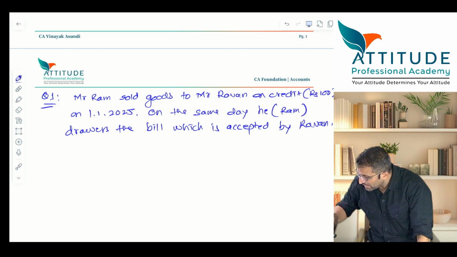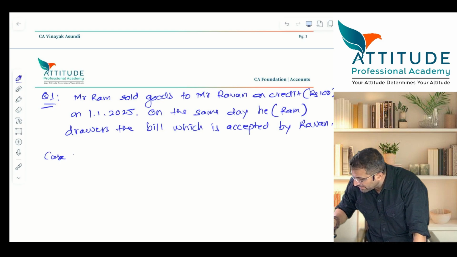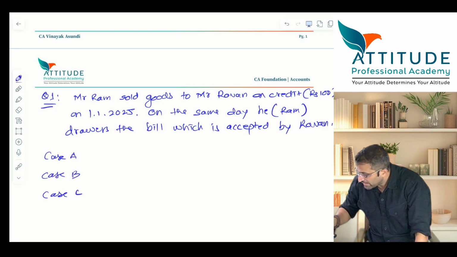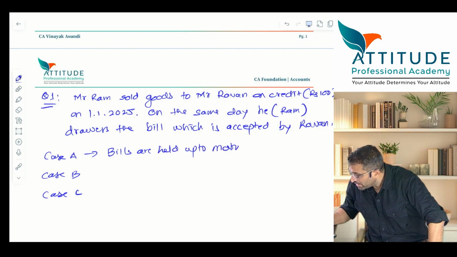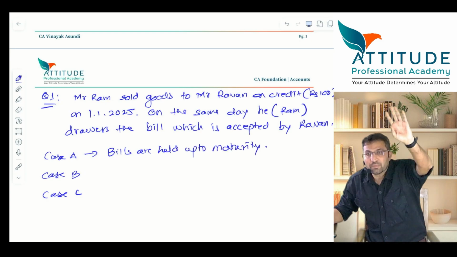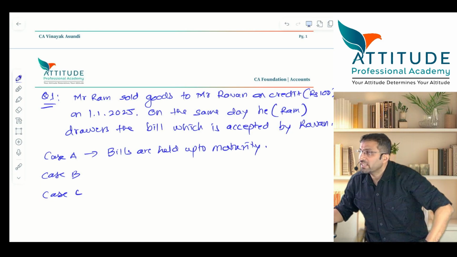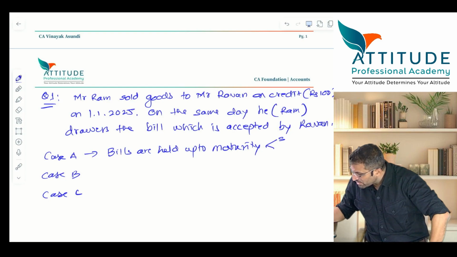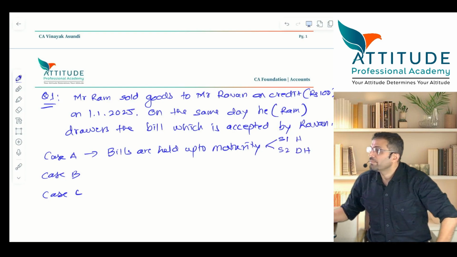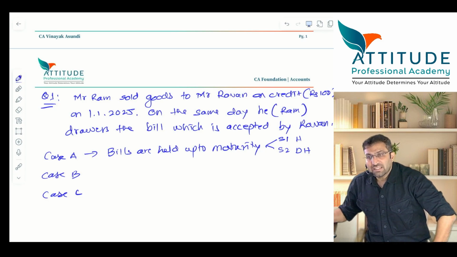Now, there are case A, case B and case C. See, case A is bills are held up to maturity. Maturity means 3 months, after 3 months. Who is holding it? Ram only is holding it. And in this you have situation 1, situation 2: honored and dishonored. The bill can be honored, the bill can be dishonored.